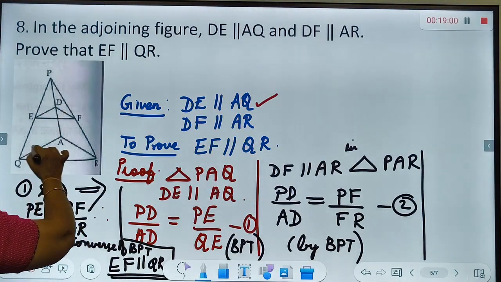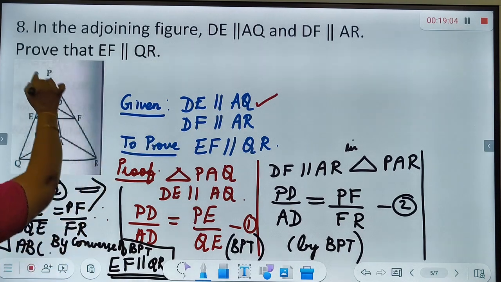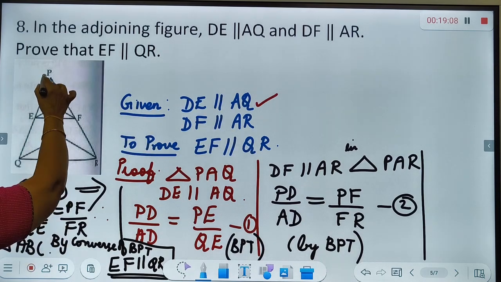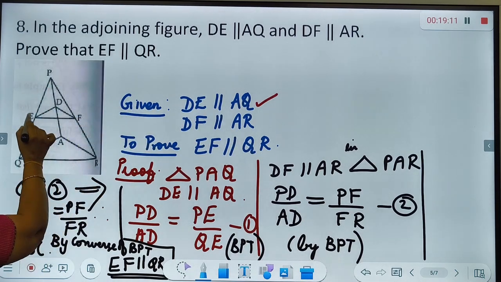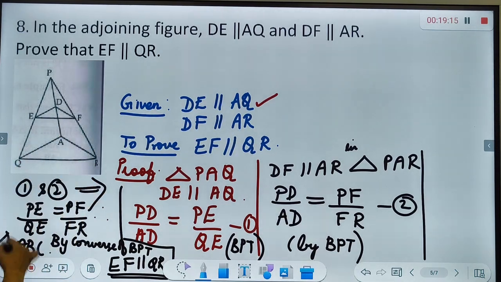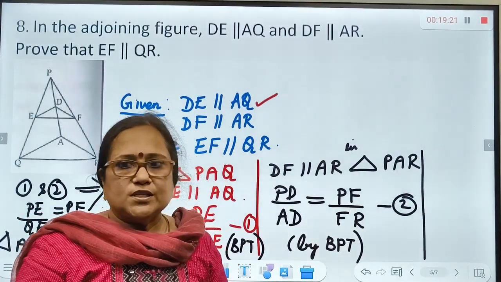So, I applied BPT for this small triangle. Now, I am looking at the big triangle. I have these two ratios to be same, PE by QE equal to PF by FR. That means this line which joins E and F has to be parallel to the third side, which is QR. Therefore, EF is parallel to QR. Are you able to follow this?